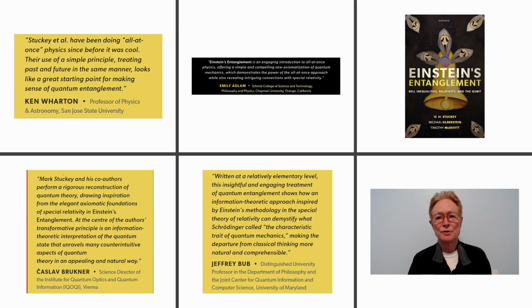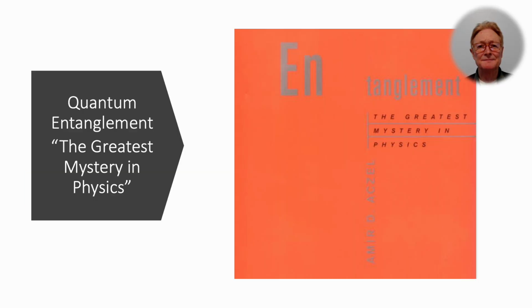The only math I'm going to use here are the functions cosine and sine squared, so if you want to see the mathematical details, you can read our 2024 book with Oxford University Press, Einstein's Entanglement. Quantum entanglement has been called the greatest mystery in physics, but when you see how it obeys the relativity principle, it will be much less mysterious.